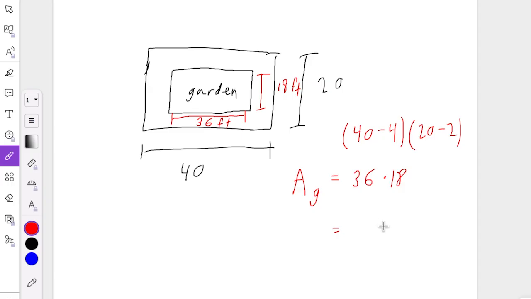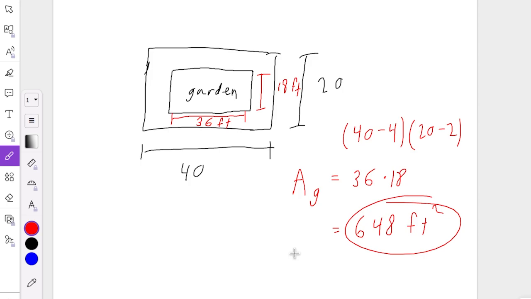And I don't want to do this in my head, but I have a calculator somewhere. Here it is. So 36 times 18. Maybe I should be able to do this in my head, but who cares? It's going to be 648. What's the units? That's right, feet squared. Because it's an area, not a volume, not a length, it's area. And so that's going to be the answer for this problem.